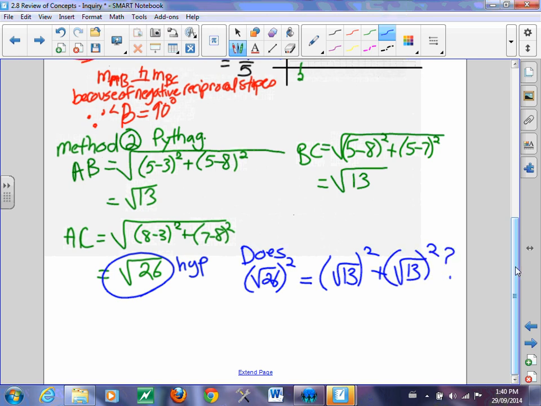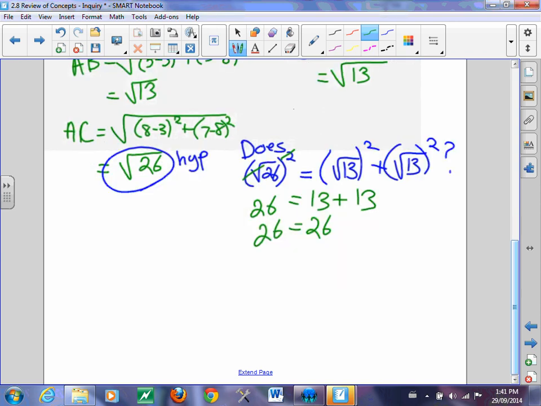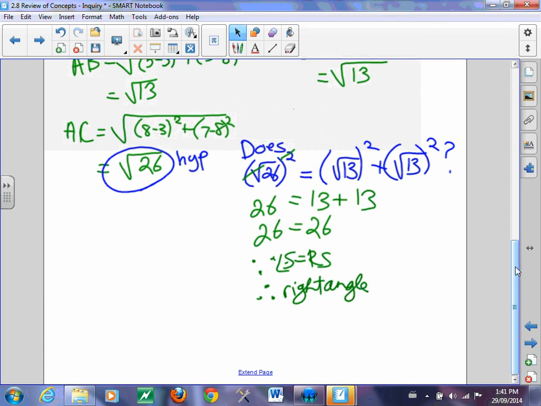So remember, guys, that squaring and square rooting are opposite operations, so they cancel. So we're just left with 26 equals 13 plus 13, and 26 equals 26. So therefore, since the left side equals the right side, we have a right angle. All right, so there's method 2 of proving that. You may not have seen that before, I just wanted to show it to you.